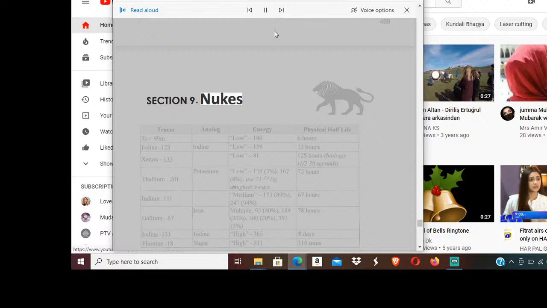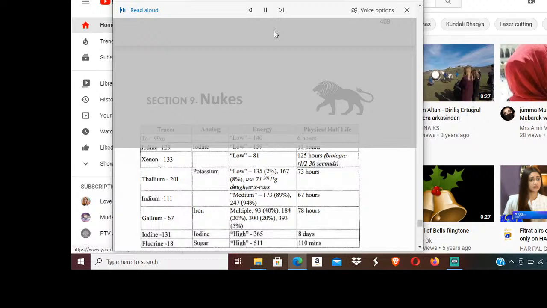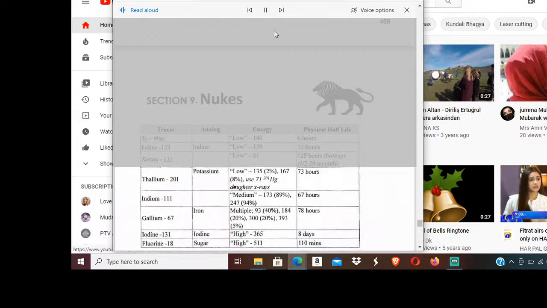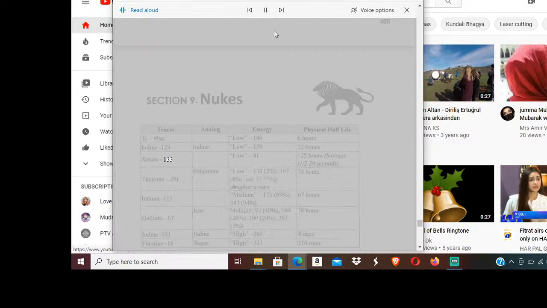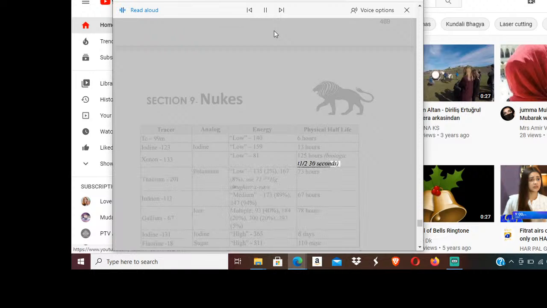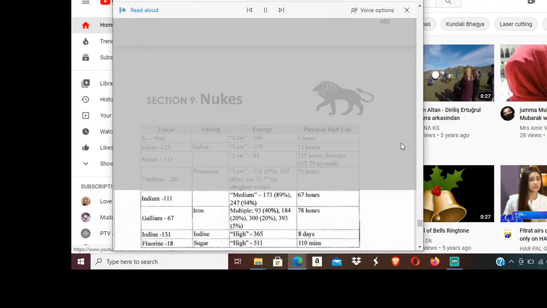Tracer analog, energy, physical half-life. Iodine-123: biologic half-life... Iodine-131. Thallium-201: decays to mercury-201, daughter Hg. Potassium, 167.73 hours.